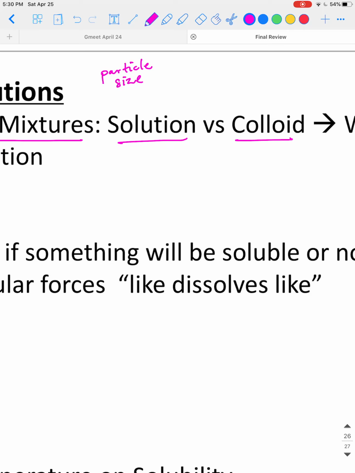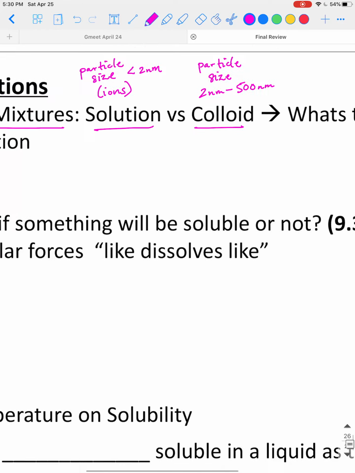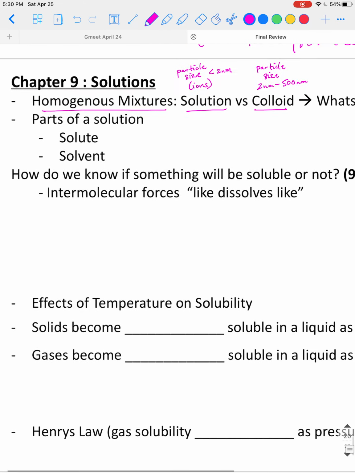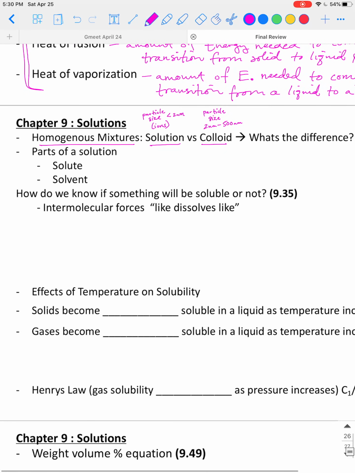Okay, so in a solution, the particle size was less than like 2 nanometers. So mostly you have things like ions in a solution. For a colloid, the particle size was between, I think, 2 nanometers to like 500 nanometers. Okay, so just larger particles in a colloid than in a solution.